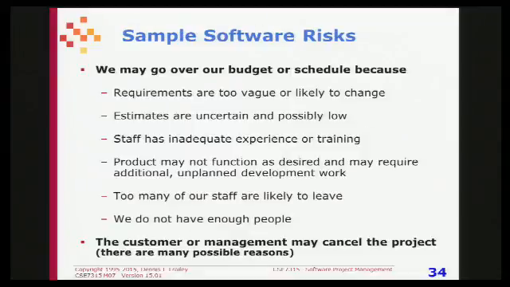Here are some sample software risks for a project. We may go over budget or schedule because requirements are too vague and likely to change, or because estimates are uncertain and possibly too low, because we have inadequate experience or training, because the product may not function as desired and we may require additional development work, because too many of our staff are likely to leave because our working conditions are really poor, or there's a competitor who's hiring away all our best people and offering them a lot more money, or we don't have enough people and we have a hiring freeze so we can't hire anymore. These are examples of software project risks.